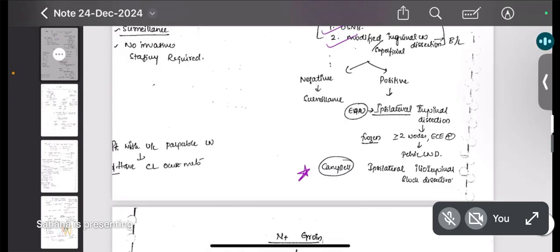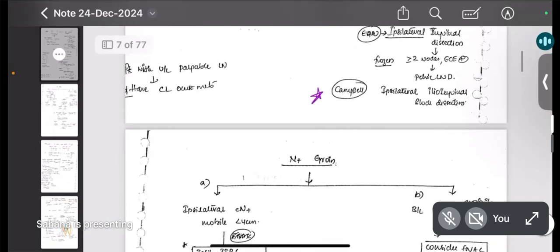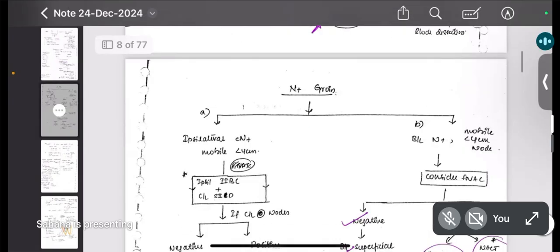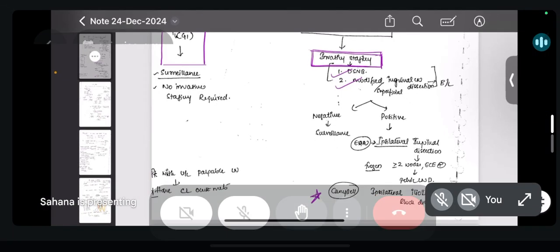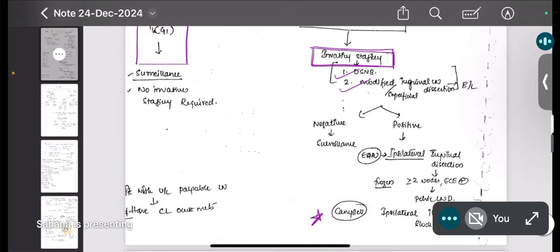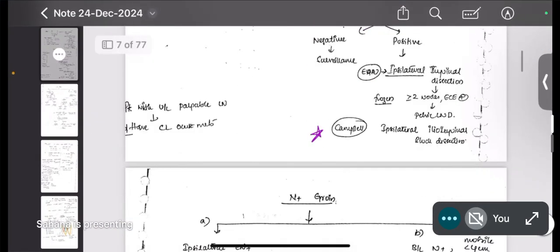So the thing is, if it is more than or equal to 2 nodes, extracapsular extension, and pelvic nodes, then you use a larger template. But you can write standard template for all of it. Now, if you think your center does not have expertise for this, then you will do Catalona template, only superficial nodes, send it for frozen section. If it is involved, take out the deeper nodes also. Otherwise, for staging, superficial Catalona is more than enough.